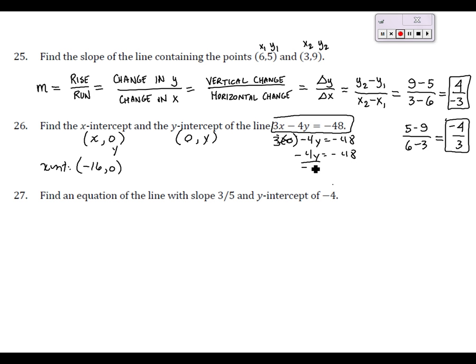Divide both sides by negative 4. And shockingly, negative divided by a negative is not a negative, right? Negative divided by a negative is positive. And 4 goes into 48, a nice integer value of 12. What does that tell me? Again, over here, when I put 0 in for x, I got 12 for my y value.